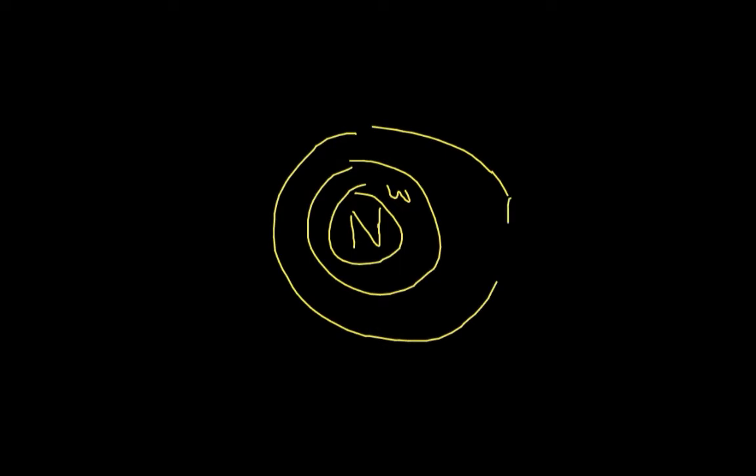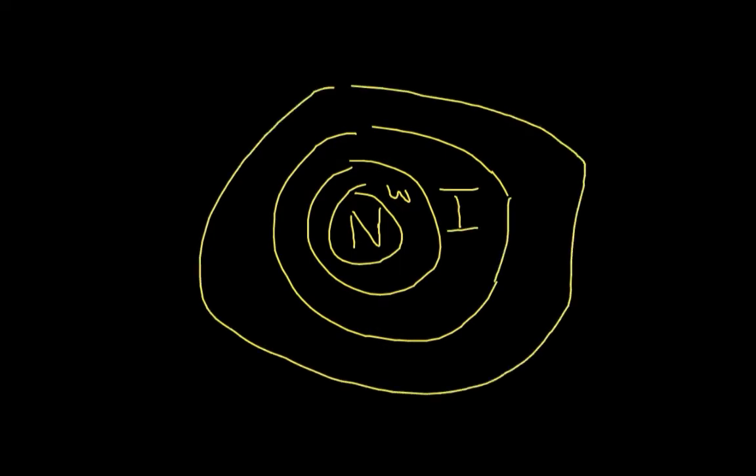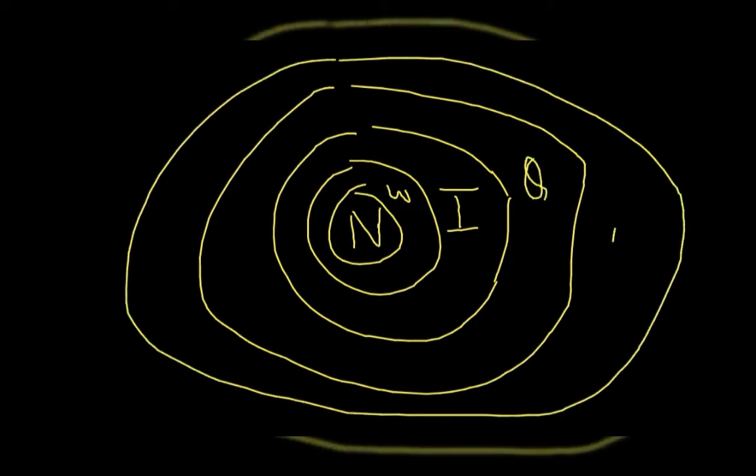If I draw the sets, it will be like this. Let's say this is my natural number, it's the smallest. Then is my whole number. Then is my integer, I'm writing I. Then is my rational number. Then is my real number. This is how you draw the Venn diagram. So this is my replacement set.